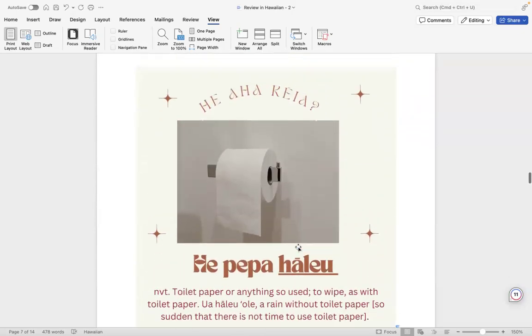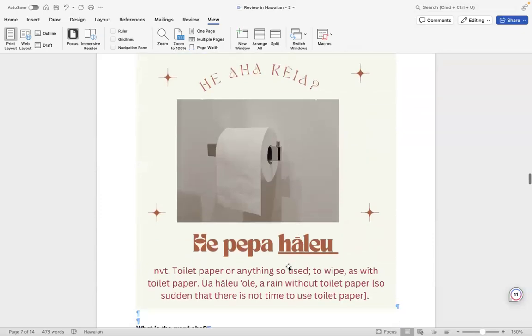He aha kēia. Guess where that question came from? You're right. He pepa haleu. So can you describe? Do you know which word might be paper? Correct. It would be the one that comes before the descriptor, because in Hawaiian, remember, the descripting word comes after this little content word, which is known as a kikino in this context, or a noun. He pepa haleu.